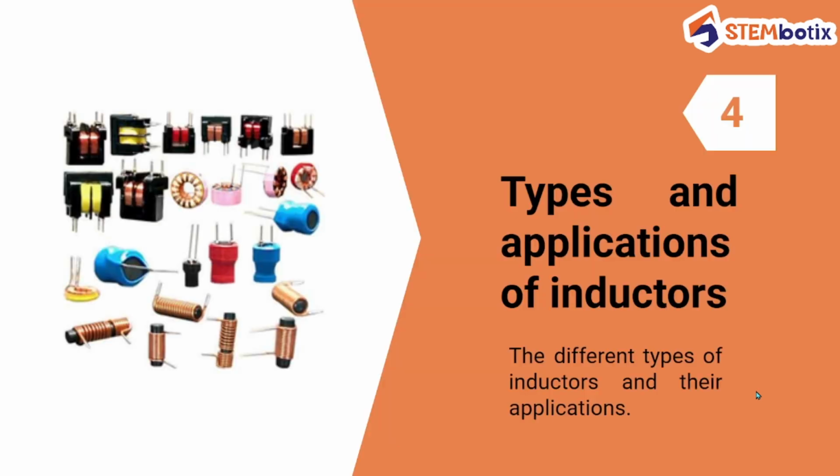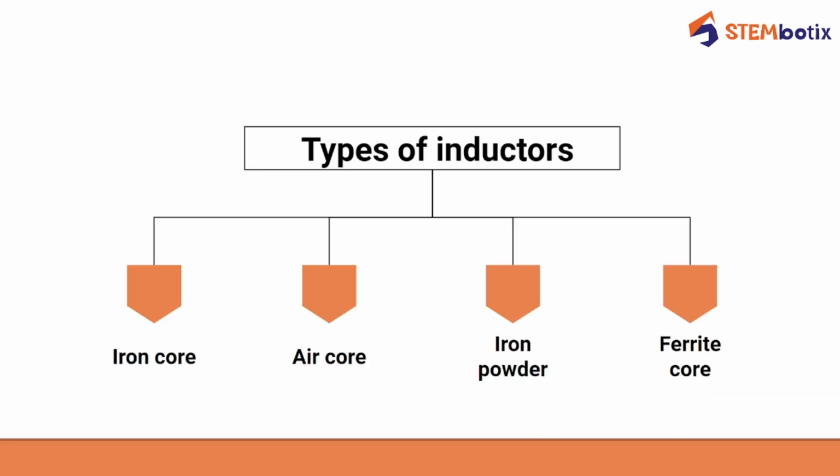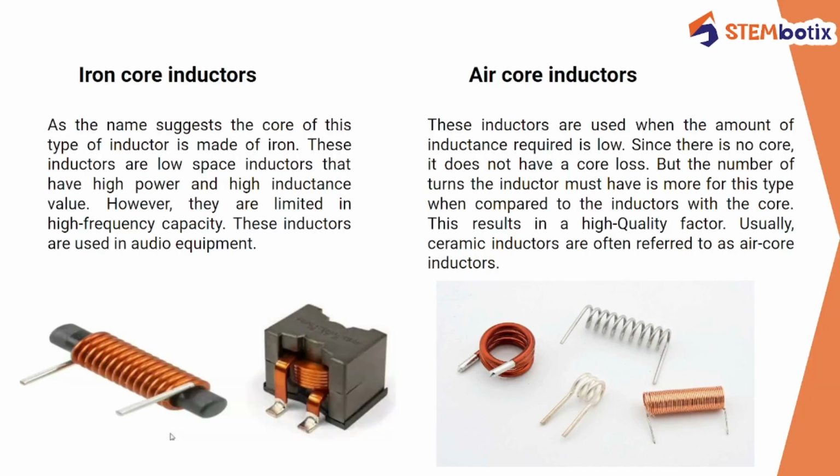Now let us see the fourth and last part of this session, which is types and applications of inductors. There are four types of inductors: iron core, air core, iron powder and ferrite core. These are the types of inductors based on the material used for the core construction. The first one is iron core inductors.